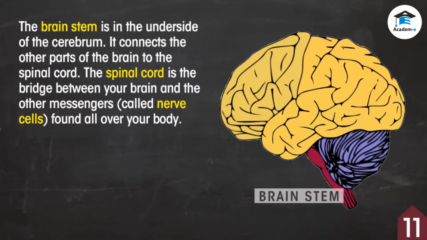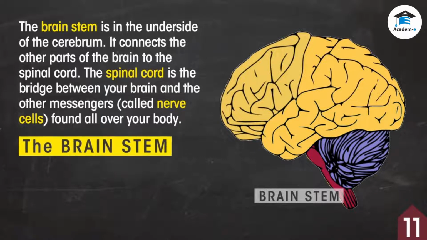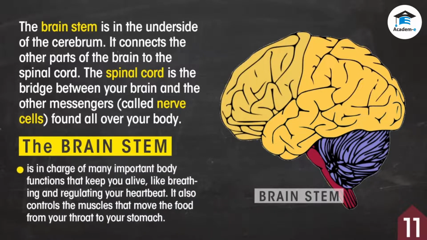The brainstem is in the underside of the cerebrum. It connects the other parts of the brain to the spinal cord. The spinal cord is the bridge between your brain and the other messengers, called nerve cells, found all over your body. The brainstem is in charge of many important body functions that keep you alive, like breathing and regulating your heartbeat. It also controls the muscles that move the food from your throat to your stomach.